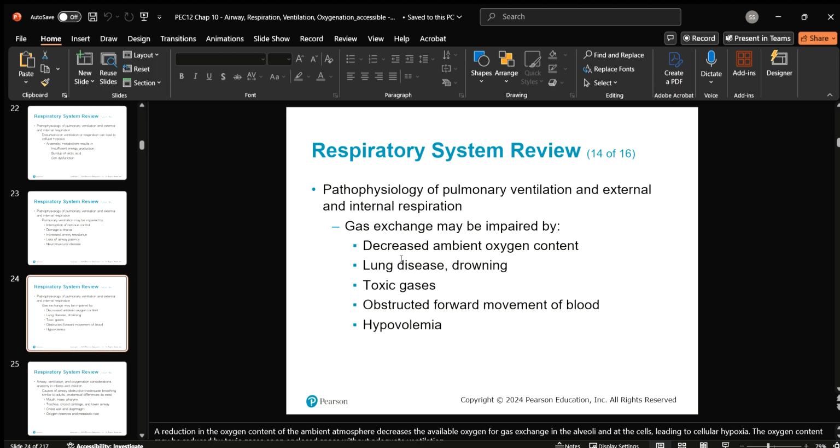Gas exchange, respiration, can be impaired by several different things. We talked about these just a second ago. We mentioned drowning, some type of obstruction, and here are some other toxic gases, ambient oxygen content. How much oxygen is in the air we breathe right now? 21%.